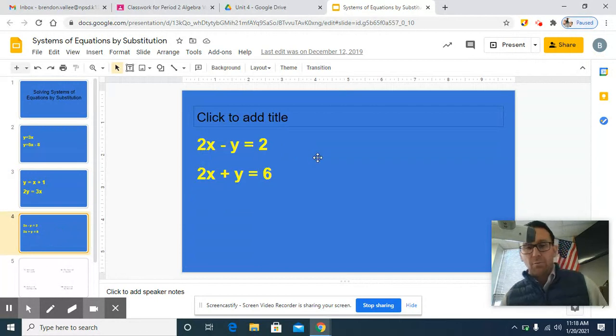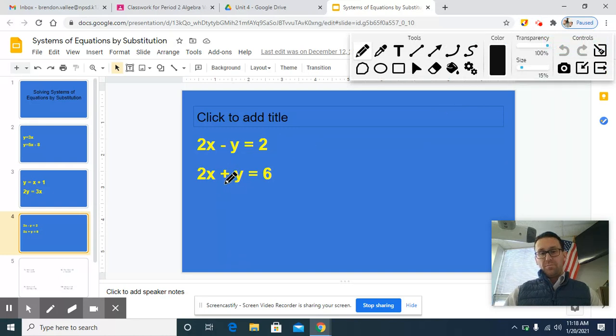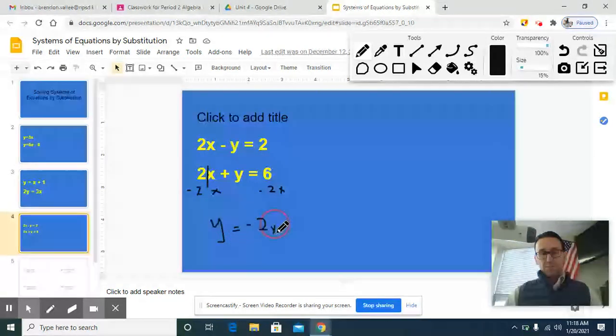So if you remember, the problems that I just showed you quickly all had a variable alone. And this one, we don't have a variable alone. So you got to get a variable alone. Now, I think the easiest one, you could do either one, but I think the easiest one here would be subtract 2x from both sides. And now we got y equals negative 2x plus 6.